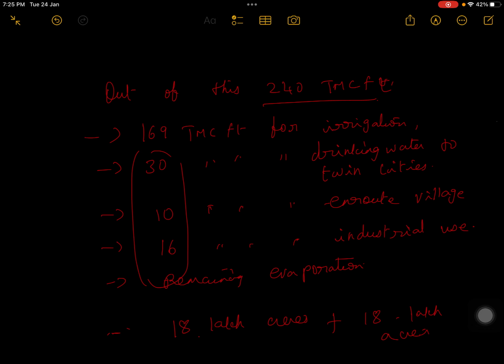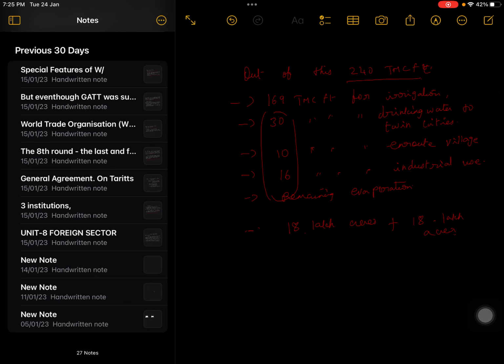There are certain projects, Sri Ram Sagar project, Nizam Sagar project, which were not maintained properly, because of that a lot of silt or leakages were happening. So if all those are maintained and those projects are also stabilized, another 18 lakh acres can also be irrigated. Okay, so this is the importance of the Kaleshwaram project.